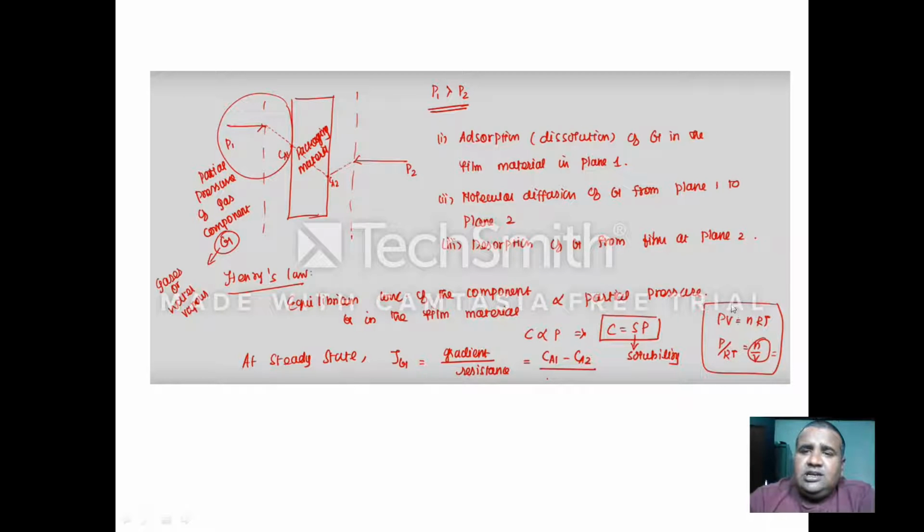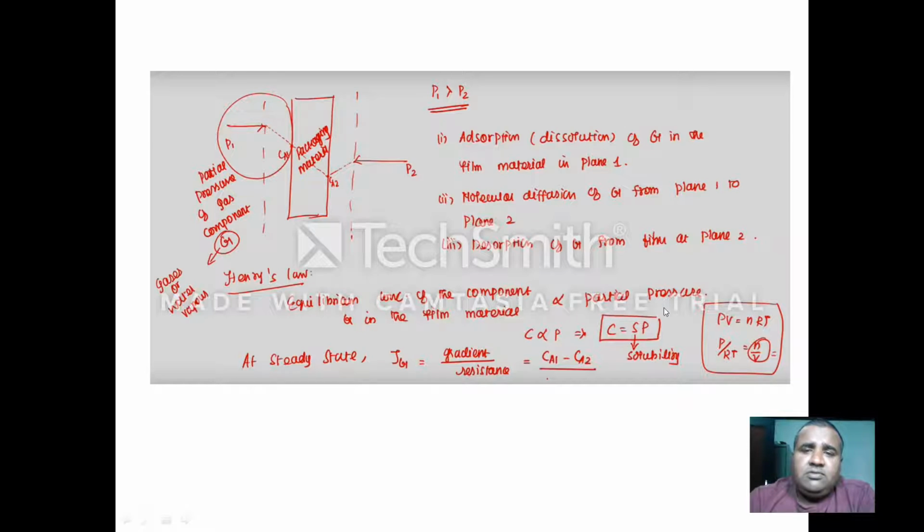So this S can be calculated by these equations. This is the equation for the ideal gas: PV is equal to nRT. So n/V is P by RT, where P is the pressure, R is the gas constant and T is the temperature. The number of particles of that gas molecule divided by the volume can be calculated if we have the value of pressure.